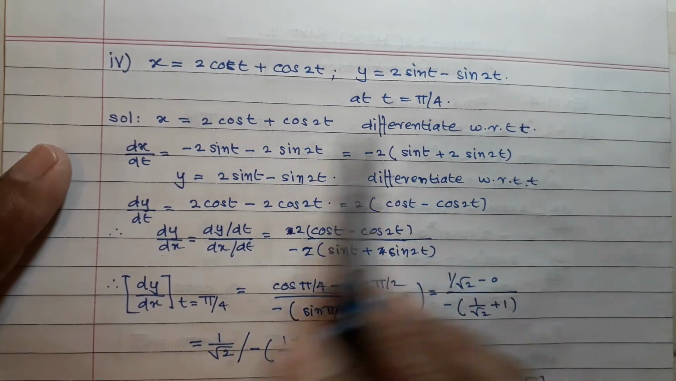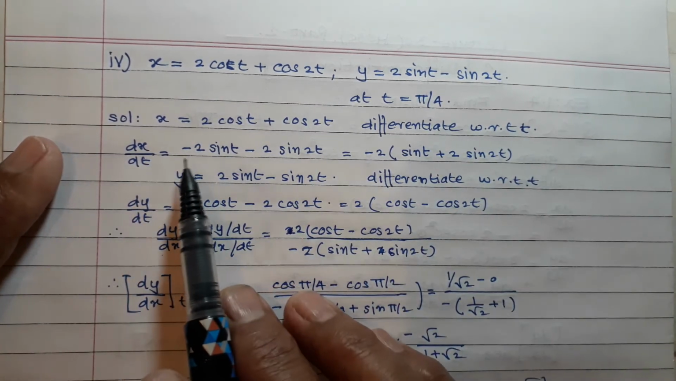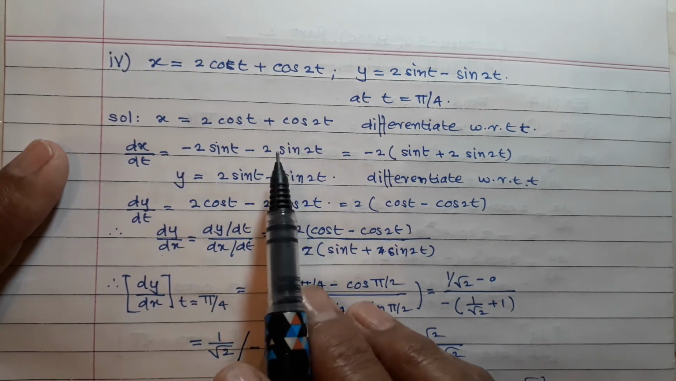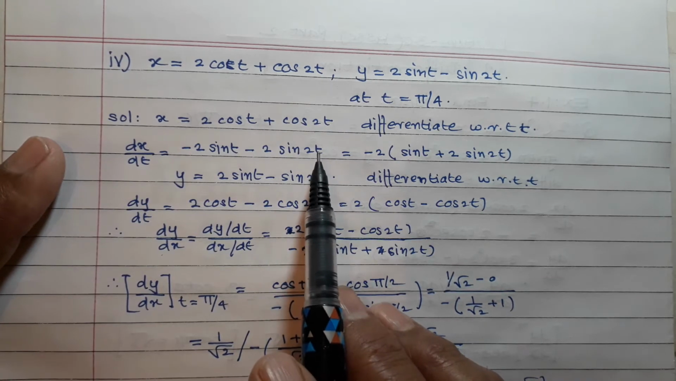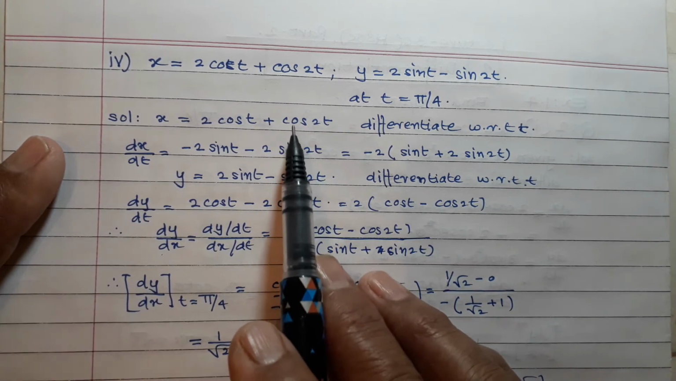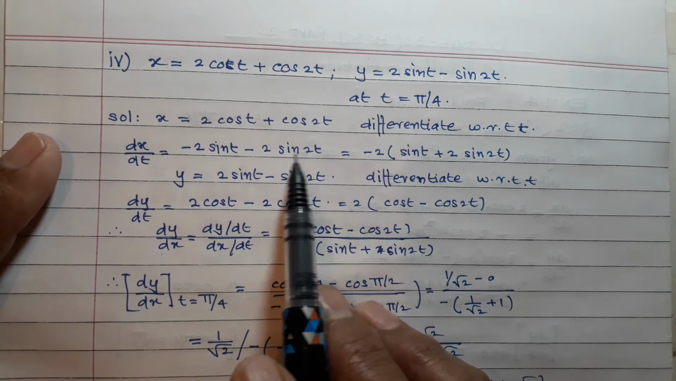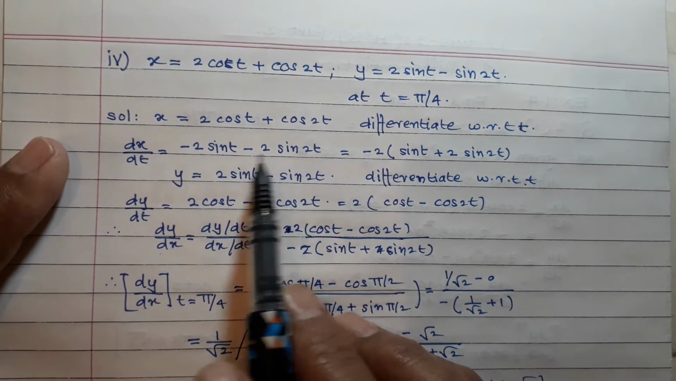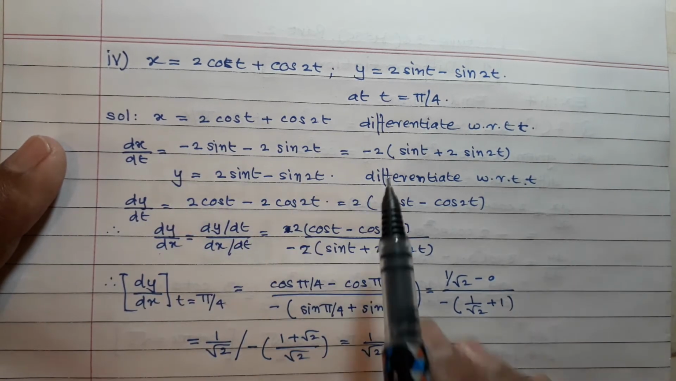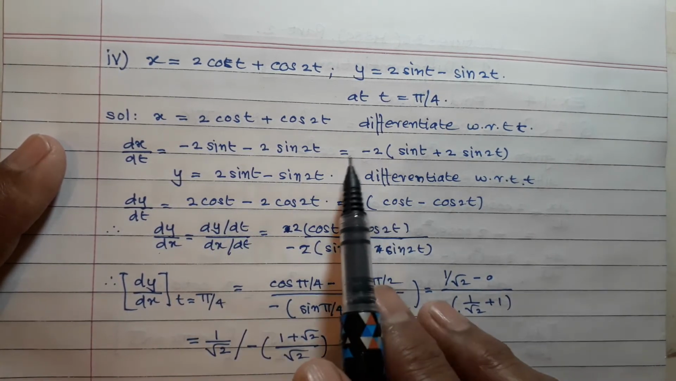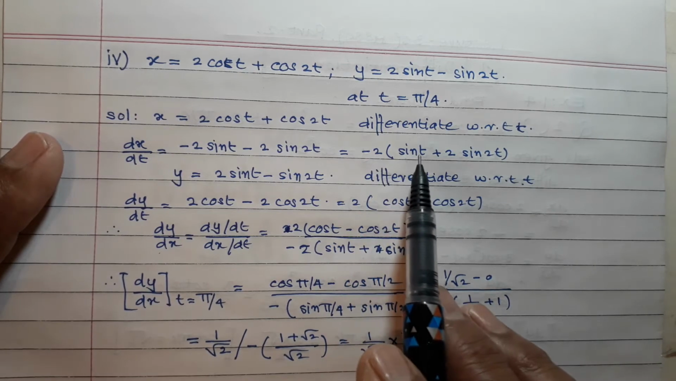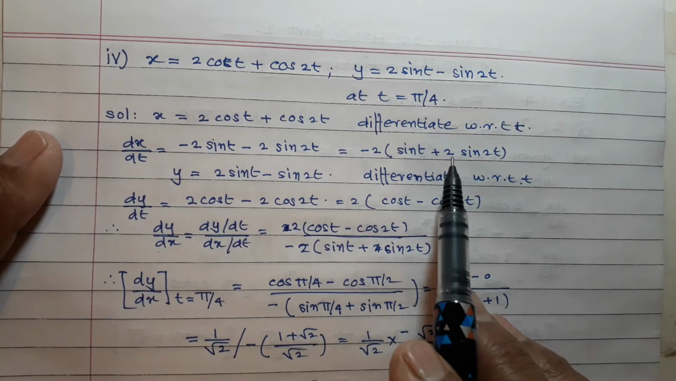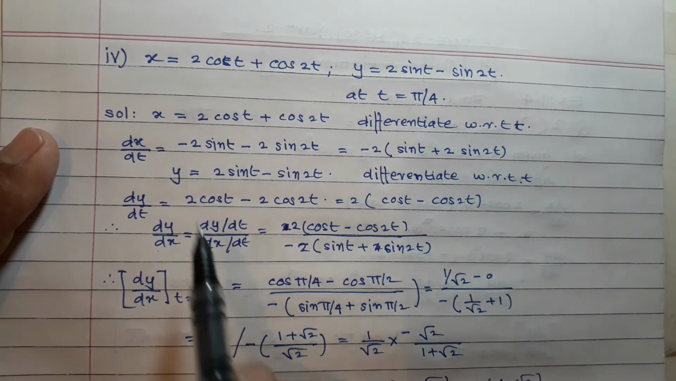Differentiate with respect to t. dx/dt is equal to minus 2 sin t minus 2 sin 2t. The derivative of cos 2t is minus sin 2t, and again differentiating 2t gives 2. So here I take the direct step, and therefore dx/dt is equal to minus 2 sin t. Here I take 2 common: minus 2 into bracket sin t plus sin 2t.